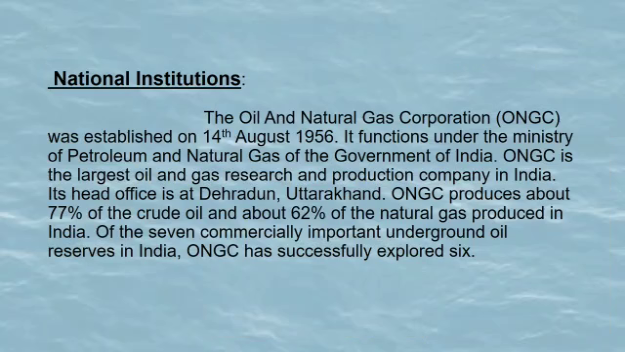The Oil and Natural Gas Corporation was established on 14 August 1956. It functioned under the Ministry of Petroleum and Natural Gas of the Government of India. ONGC is the largest oil and gas research and production company in India. Its head office is at Dehradun, Uttarakhand. ONGC produces about 77% of the crude oil and about 62% of the natural gas produced in India. Of the seven conventional important underground oil reserves in India, ONGC successfully exploits 6.